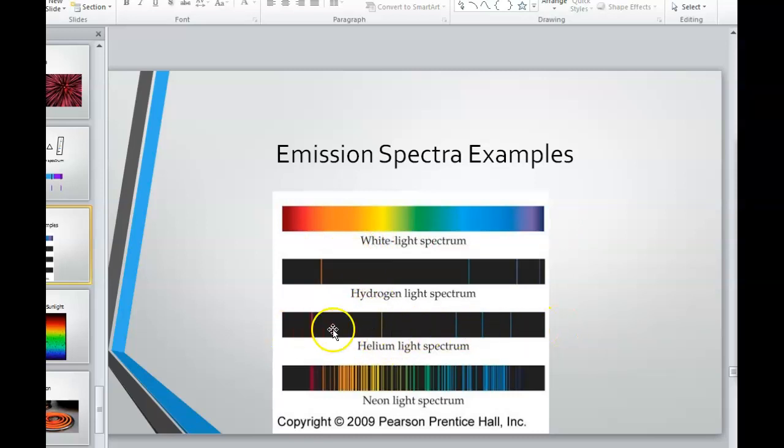Helium is a little bit more complicated, right? A couple more lines. By the time we get to neon, we see just a mess of different peaks in there.